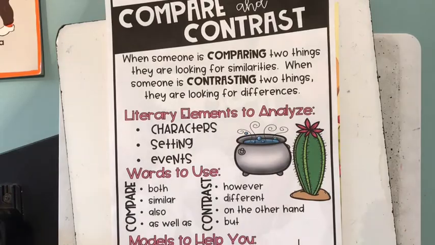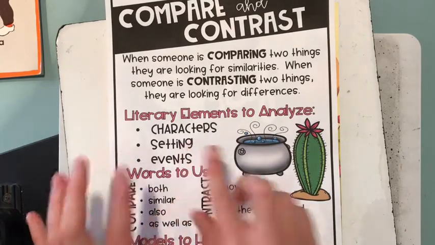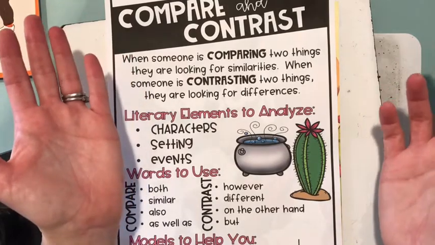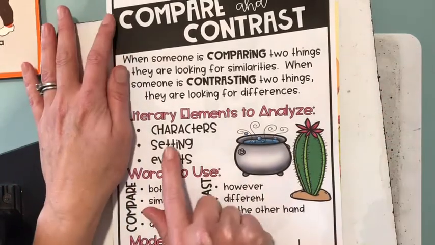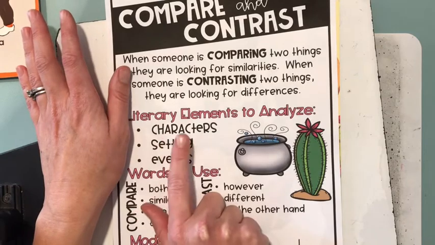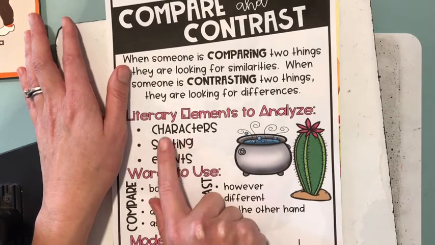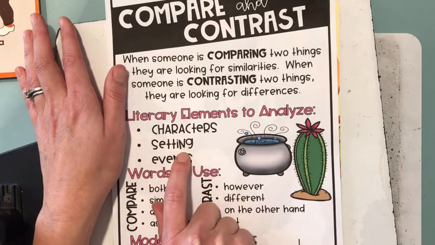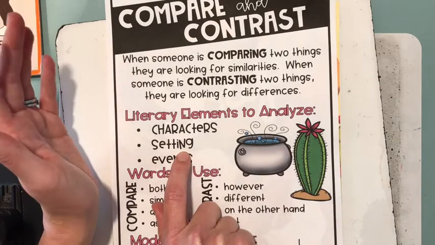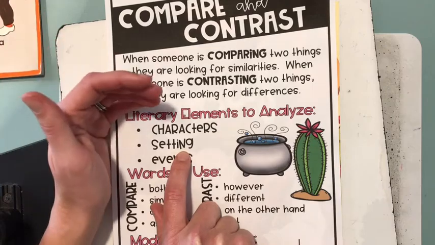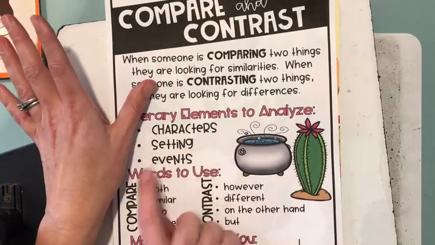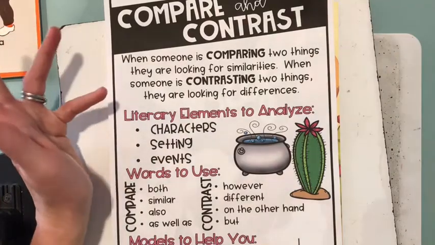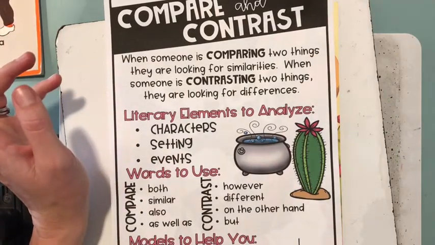So when we're comparing and contrasting, we want to look, and we're doing this with books. So if we're comparing and contrasting two different books, which is what we're going to do today, we want to look at the characters. Are the characters different in the book, or are they the same? The setting, where does it take place? Is the setting the same? Are they in the same country, the same town, same location? And the events, are the events different or are they a little bit different? What's the difference between the events and the story?